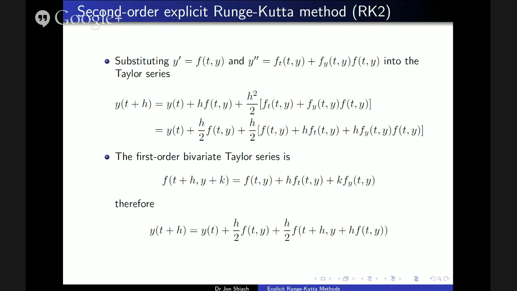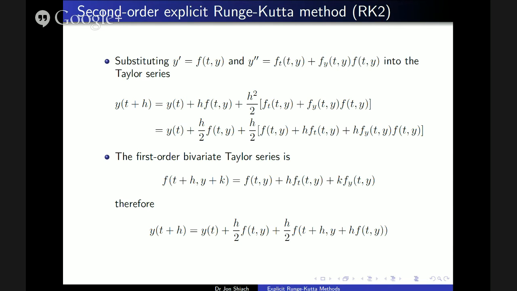Last time I looked at bivariate Taylor series. Why did I do that? Well, it's used here in the derivation of the Runge-Kutta method. Just to refresh your memory, if I have a small step h in the t variable and another step k in the y variable, the first order bivariate Taylor series can be written as this. What I can do is replace this in here by the first order bivariate Taylor series, where k is h times f of t,y in this case.